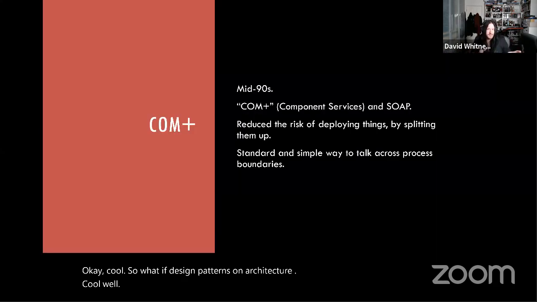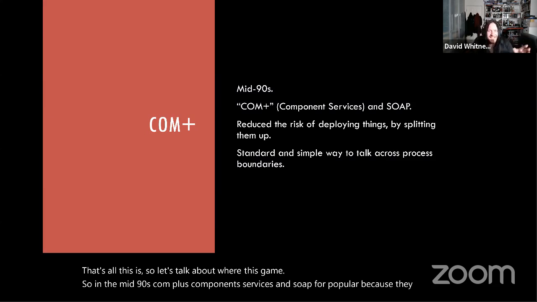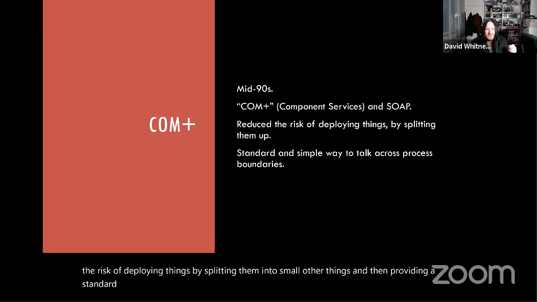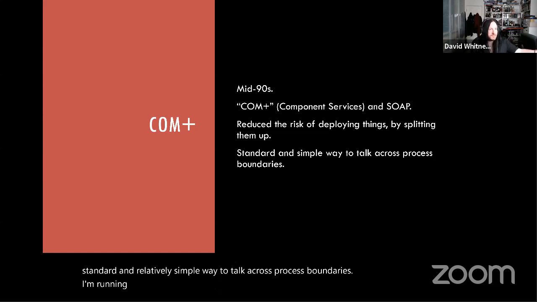So in the mid-90s, COM+, component services, and SOAP were popular because they reduced the risk of deploying things by splitting them into small other things, and then providing a standard and relatively simple way to talk across process boundaries. Oh God, I'm running late. This led to the popularization of 3-tier and later N-tier architecture for distributed systems.